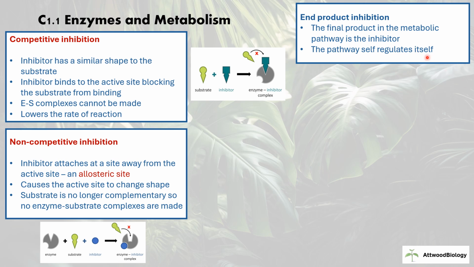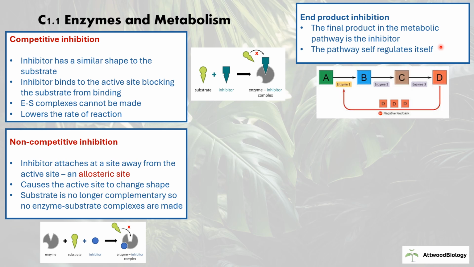End product inhibition. This is where the final product in a metabolic pathway is the inhibitor, and therefore this final product will inhibit the initial enzyme. So it means that the pathway can self-regulate. So if you make loads of the final product, that will then inhibit the initial enzyme, and it will stop that from working for a while. So therefore it regulates the amount. Once there's too little of the end product, the enzyme starts working again because there's not very much inhibitor. Oh, you can see that there.